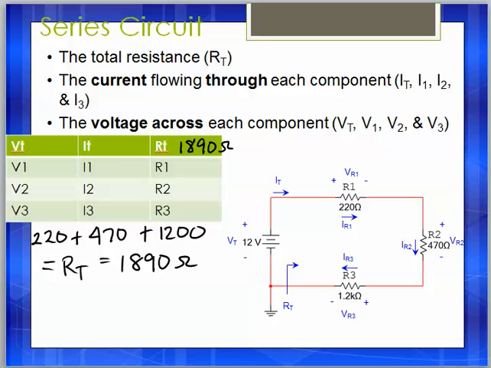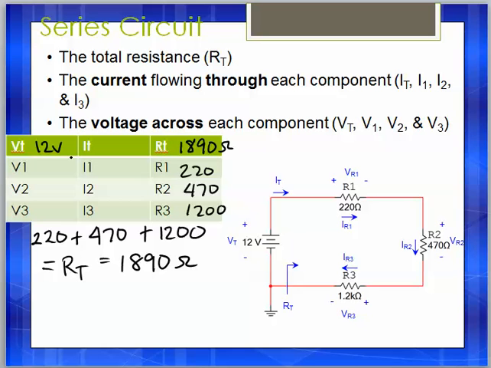What I'm going to do, I probably should have done to start off with, is fill in the information that they tell us. The total voltage is 12 volts. They tell us then that R1 is 220, R2 is 470, and R3 is 1200. I want you to notice that I'm making this table, and you're going to hear me refer to it: make the table, make use of the table.